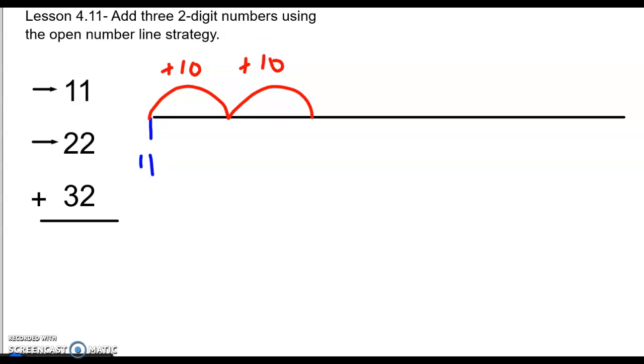Now we will count up from 11. 11 plus 10 is 22, plus 10 more is 32.